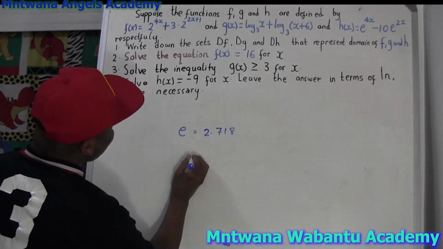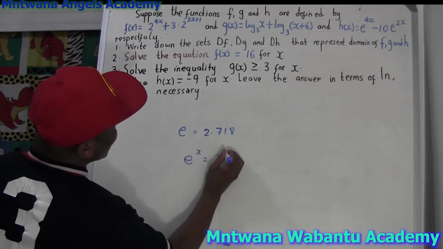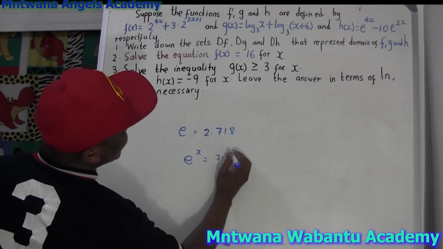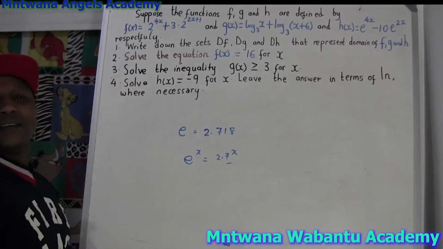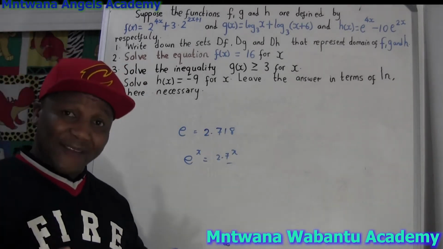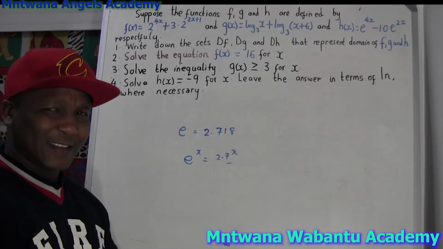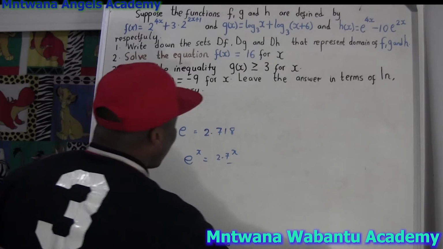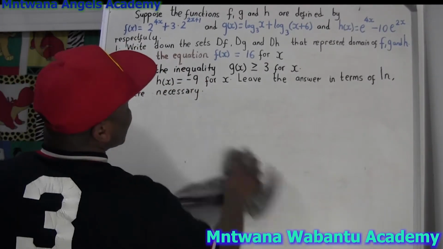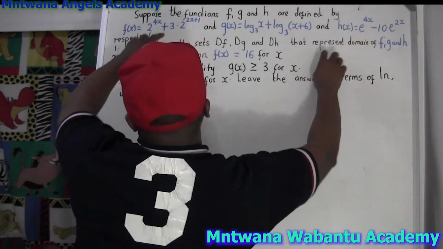E is 2.718. So if somebody gives E power X, it's like 2.7 power X. But don't write it as 2.7. Just know in your head that that's the meaning of E. Okay? Cool. Now, that's not part of the question. The question says, so that's exponential and this is exponential because it has a power.